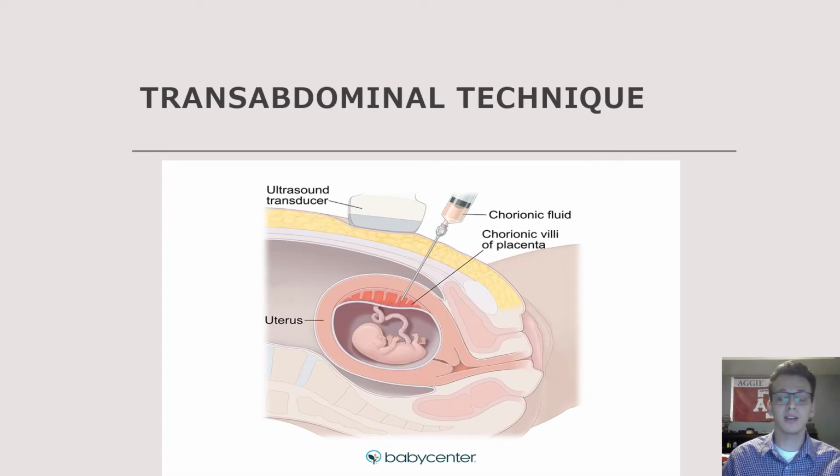The second technique is the transabdominal technique, and the difference between the two is just the location of the needle. The whole procedure is the same. Here you're inserting through the abdomen instead of the vaginal canal, and our transducer is still placed on the mama's belly to see where we're going and where we get the sample from.